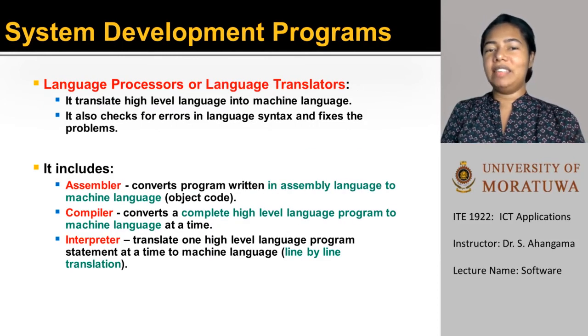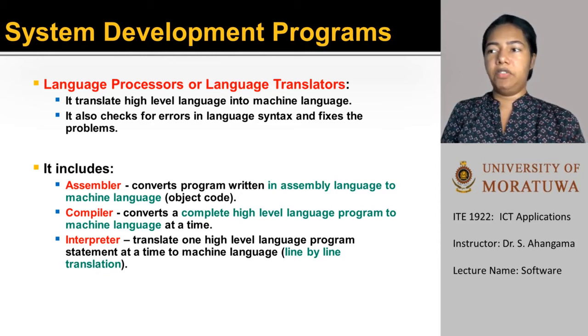Then we have system development programs, language processors or language translators. It translates high-level language into machine language. It also checks for errors in language syntax and fixes the problems. As shown here, it includes assembler, compiler, and interpreter.